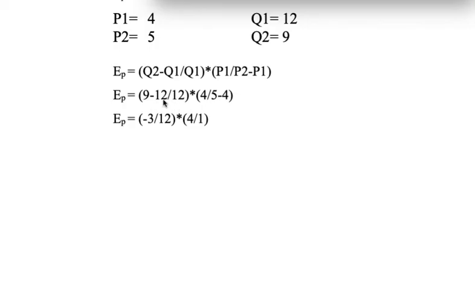Now 9 minus 12 is minus 3 divided by 12, into 4 divided by 5 minus 4 is 1, right? Minus 3 divided by 12 is minus 1 by 4, into 4 divided by 1, and hence EP is equal to minus 1. So in both the cases we have negative price elasticity of demand.